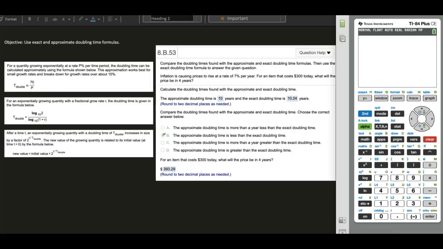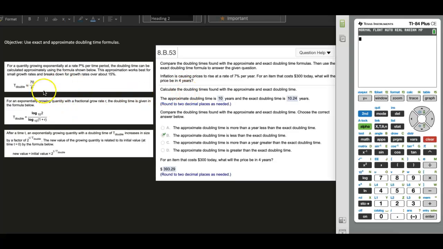In this example, we're going to use several formulas given from the text to determine the exact and approximate doubling times. So we are comparing these two doubling times, and we're given this information that inflation is causing prices to rise at a rate of 7% per year. For an item that costs $300 today, what will be the price in 4 years?